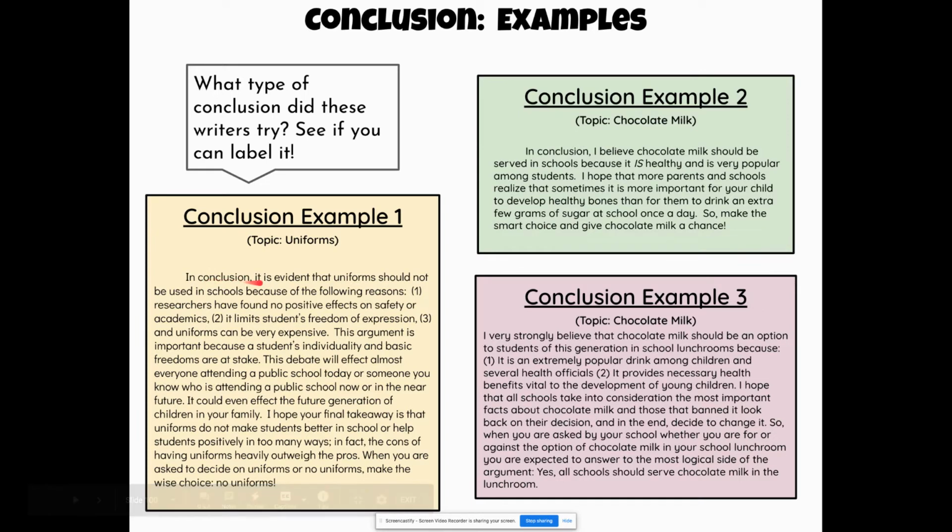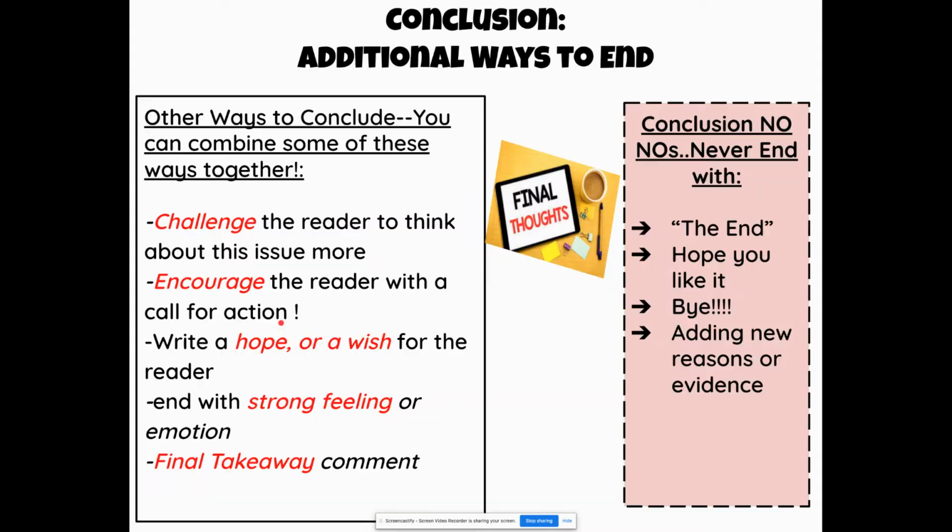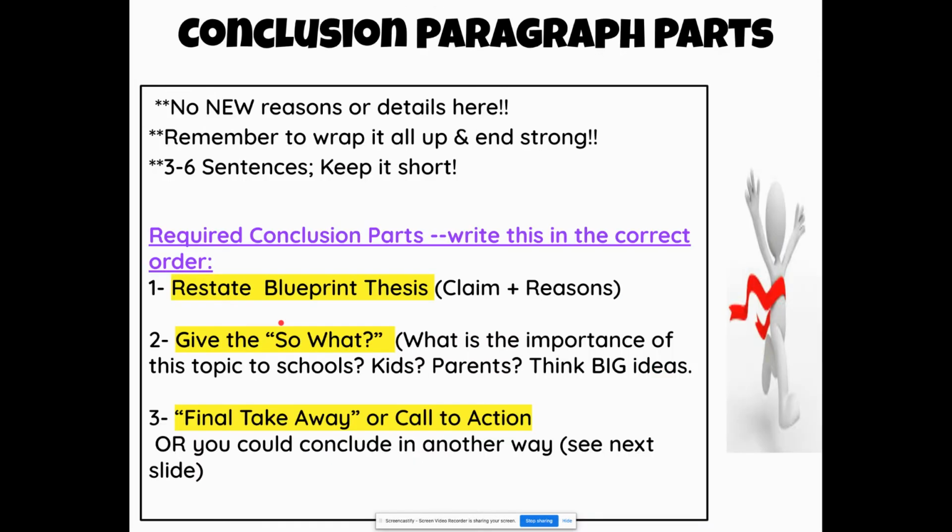Here we go. "In conclusion, it is evident that uniforms should not be used in schools because of the following reasons. 1, researchers have found no positive effects on safety. 2, it limits students' freedom of expression. 3, uniforms can be very expensive." So, what did they do right there? What is the first part of that formula I taught you? We're restating the blueprint thesis, the claim and the reasons.